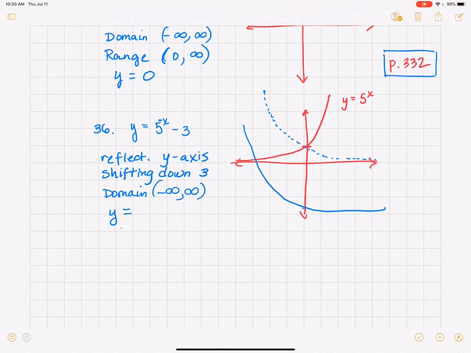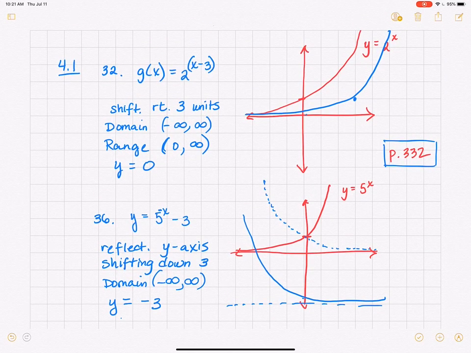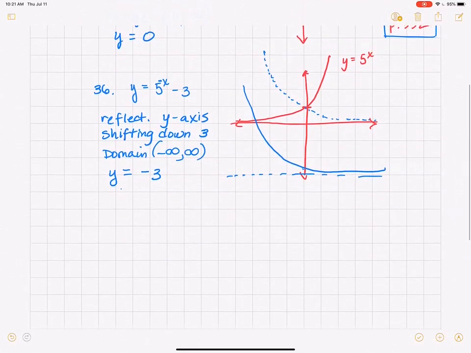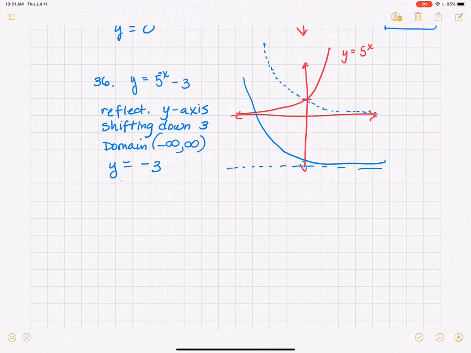Now, my asymptote for my parent graph is y equals 0, always. But if I take this graph and shift it down 3, now my asymptote is y equals negative 3. Notice on this first problem that my asymptote was y equals 0. Well, I didn't shift it up or down. I just moved it to the right or left, so my asymptote wasn't affected. In this one, however, when I shifted it down 3, now my asymptote is y equals negative 3. This is also going to affect my range because my range is now starting at negative 3, which is not included, and it's going to infinity.